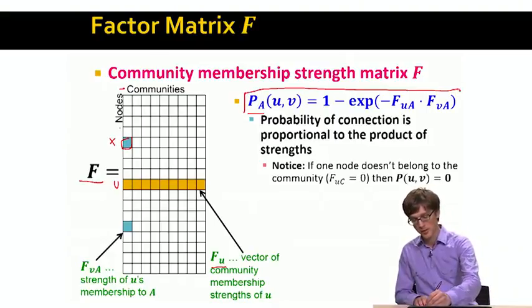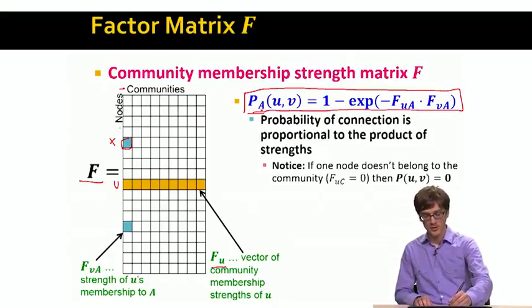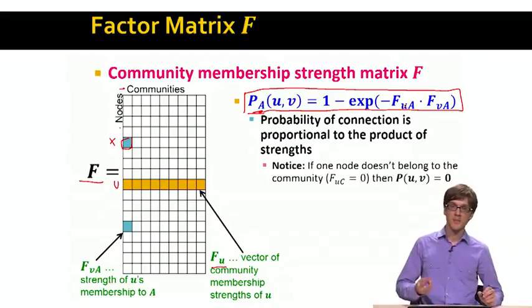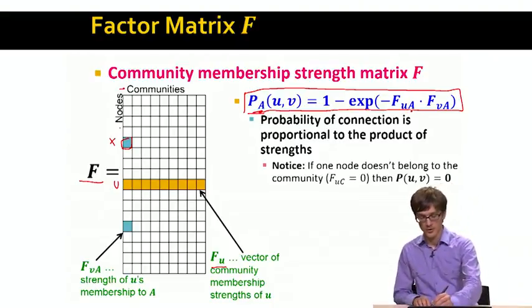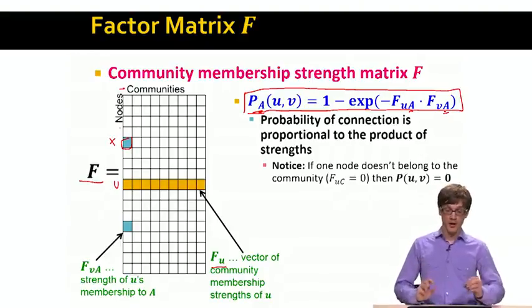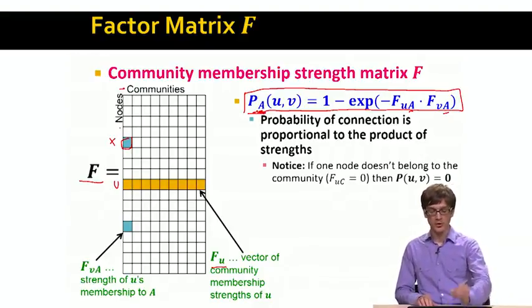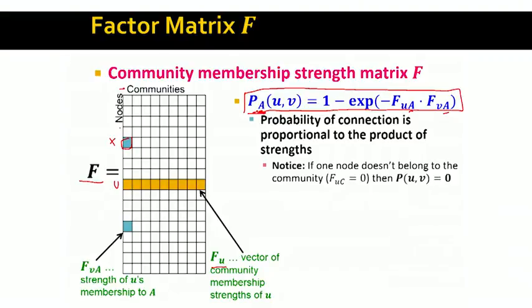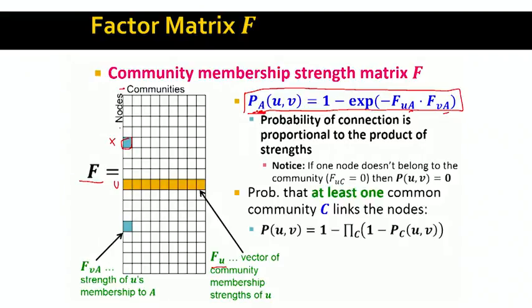It is simply the probability of a pair of nodes being connected due to a given community A to be 1 minus the exponential of minus the product of the strengths of the community membership of nodes U and V to a given community A. So now that we know how likely a pair of nodes is to be connected due to membership in a given community A, we want to generalize this and ask, what if a pair of nodes has multiple communities in common?